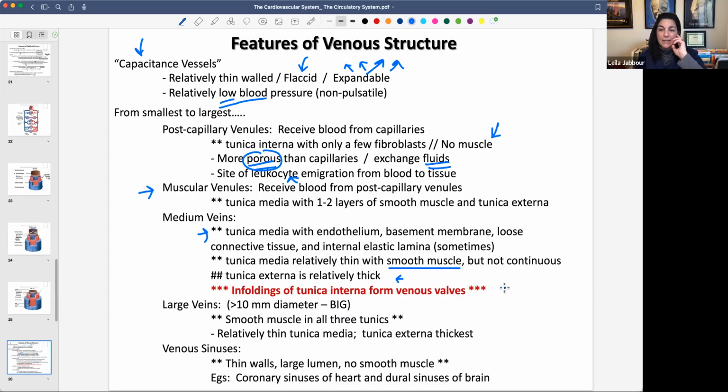All right. And this is how we actually have the valves formed, is the infoldings of the tunica interna. So basically it's a continuation of the tunica interna instead of just being flat in very specific spots. We actually have this invagination of the tunica interna to create these valves.